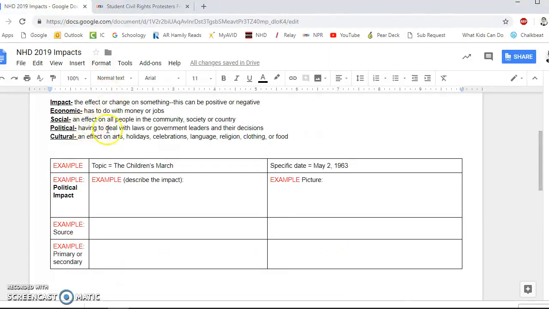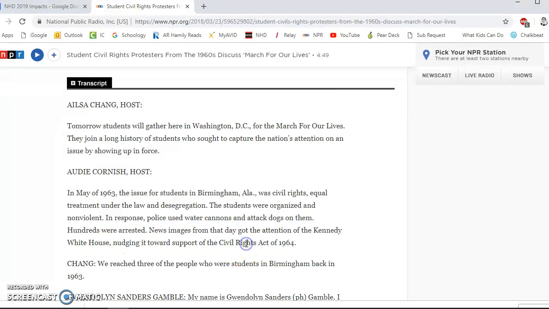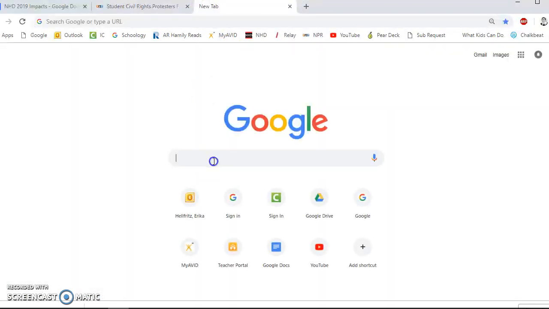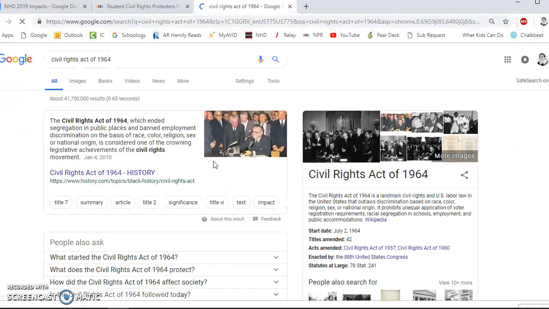Political impact, again, dealing with laws or the government leaders. Okay, so I know Kennedy was president, he was in the White House, and the Civil Rights Act of 1964. I've definitely heard of it before, but I'm going to do a little bit more digging so that I can describe it better. I also want to make sure it, again, answers that so what question. Is the Civil Rights Act of 1964 important? Let's see.